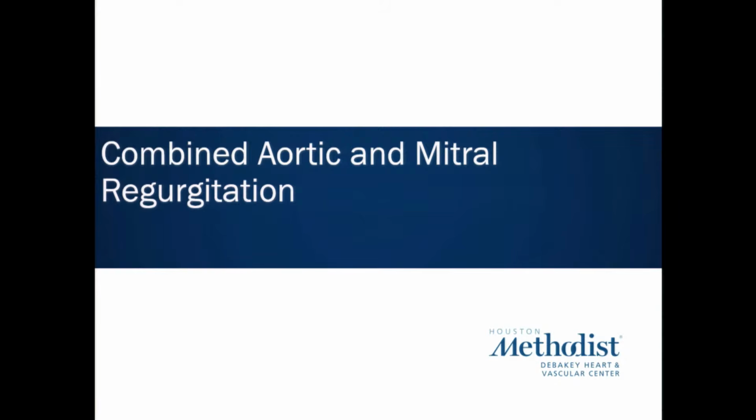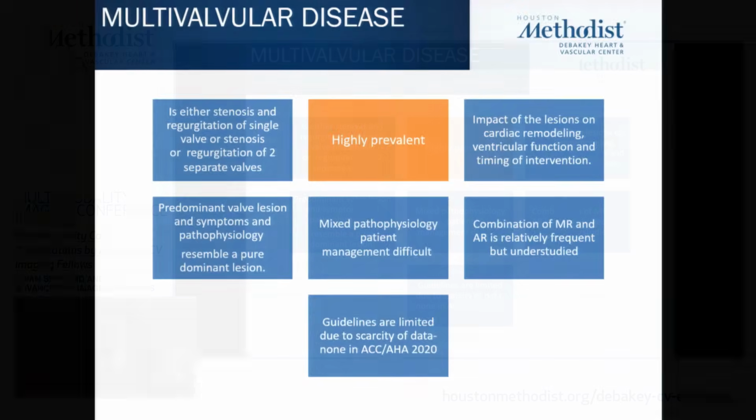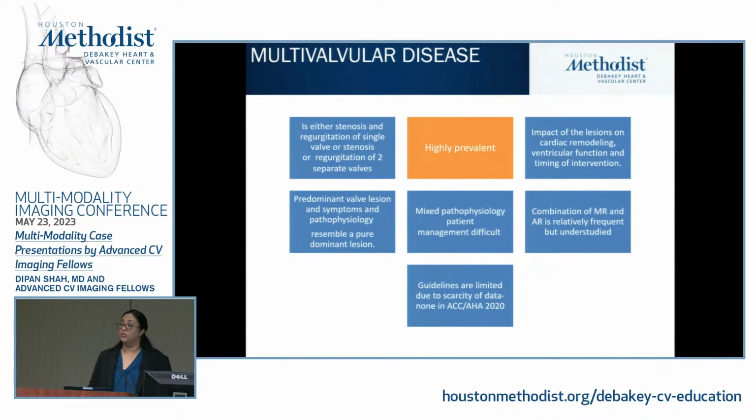So going on to combined aortic and mitral regurgitation. This is also called multivalvular disease, which is either stenosis and regurgitation of a single valve, or it could be regurgitation of two separate valves like seen in our case. And this is highly prevalent.